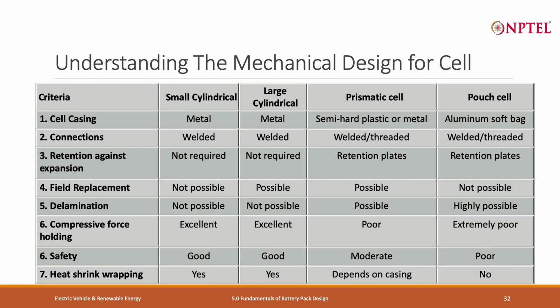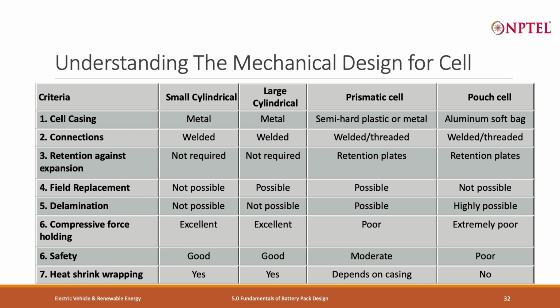So cell is the fundamental block of a battery pack. So let's understand the mechanical design of a cell. When I say mechanical design of the cell, how is it going to impact in making a battery pack? So various types of cells, what we have seen last time: cylindrical, prismatic and pouch cells. These 3 form factors are being used universally.